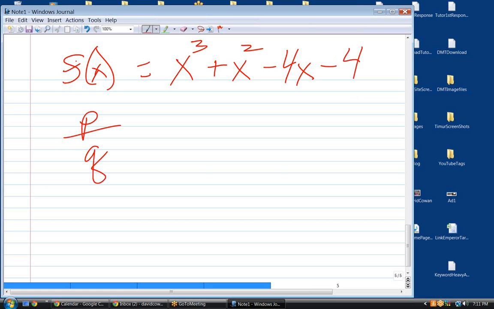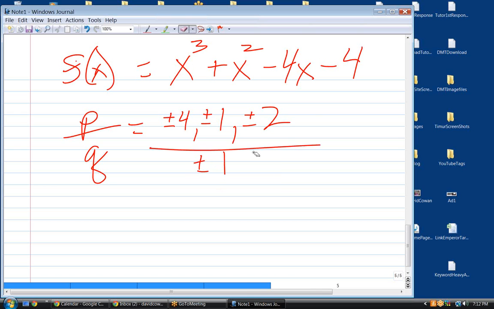Negative 4 is p. Actually, what the rational zero theorem says is that if there are rational zeros, then the numerator of the rational zero will be a factor of the constant, and the denominator, q, will be a factor of the coefficient of the highest degree term. So my choices are plus or minus 4, plus or minus 1, plus or minus 2 in the numerator. In the denominator, I can do plus or minus 1, that's it.